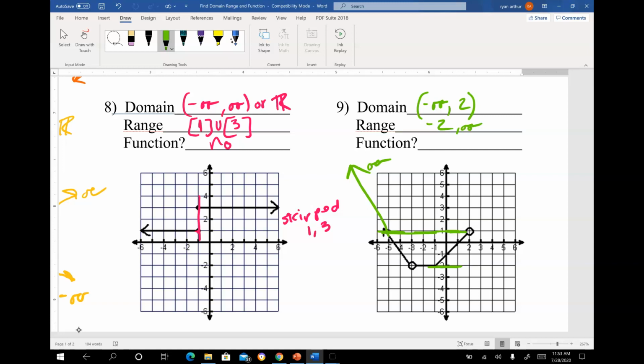Now, at negative 2, I want to talk about it. Yes, I have an open dot, but I also have a bunch of closed dots. When you have a closed and open dot at the same point, your closed dot trumps your open dot, okay? So I'm actually going to put a bracket on negative 2 and then a parentheses at the infinity. Is this a function? Does it repeat any of my x values? No, it doesn't. So this is a function.